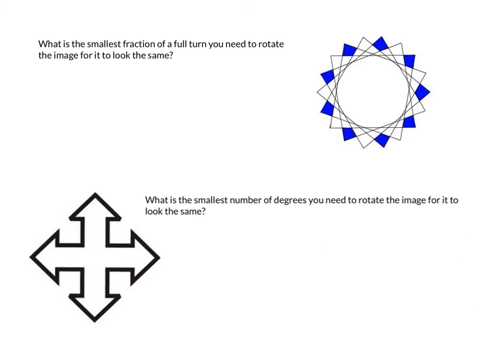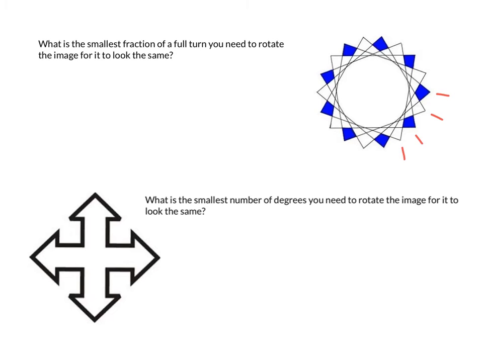This top one here seems the same. The question is still the same: what is the smallest fraction of a full turn you need to rotate the image for it to look the same? But notice this one's a little bit different. The thing that's different is we have color here. So we might want to count all of the points going along, but if we look at all these points, they're not all the same. Some of the points are blue and some of the points are white. So we're not going to do that.